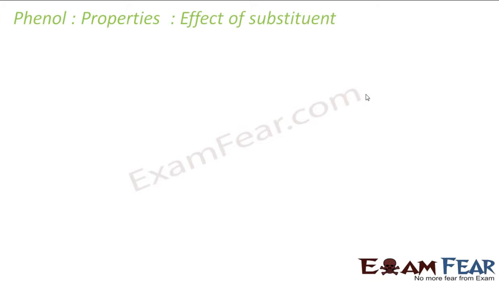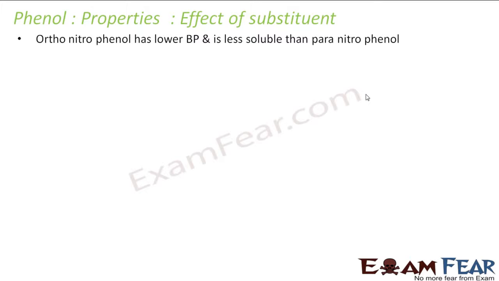We'll talk about the effect of substituting groups on the phenol properties. Here we'll talk about intermolecular force. It says that orthonitrophenol has a lower BP and is less soluble than paranitrophenol. Let's first draw ortho and paranitrophenol. This is my orthonitrophenol. Here if you see, there is an intramolecular hydrogen bond, right?